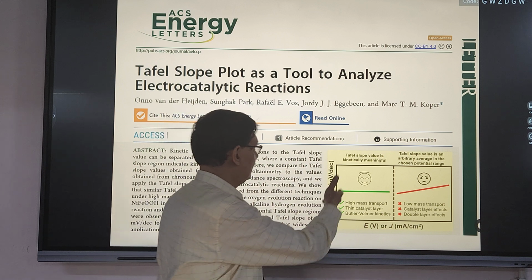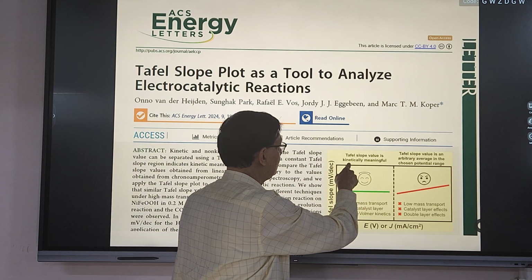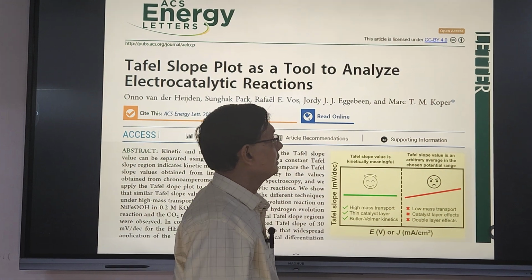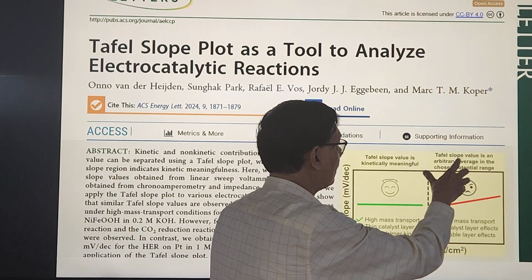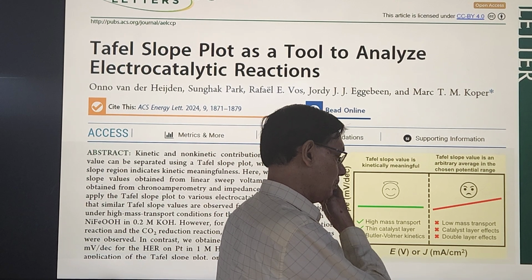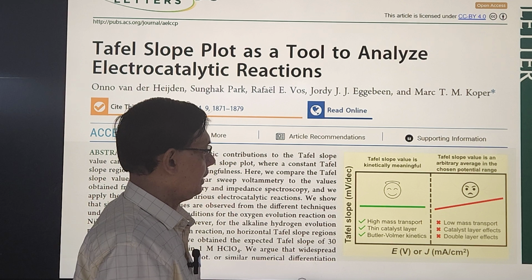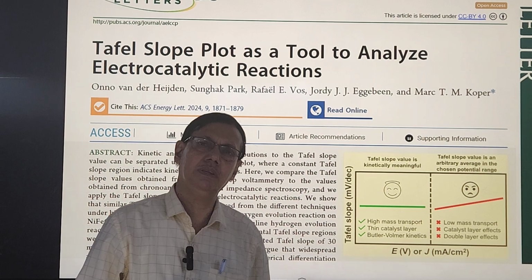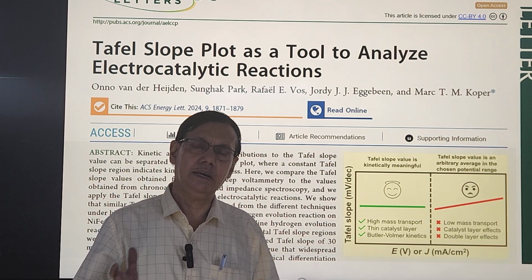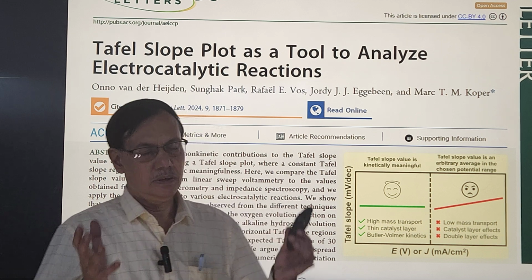And you see there is some cartoon picture there. Tafel slope value is kinetically meaningful. Tafel slope value is an arbitrary average, as I told you, related to some empirical relationship, and it is nothing but the relationship between the exchange current density or exchange current and the overpotential. That is the important thing.